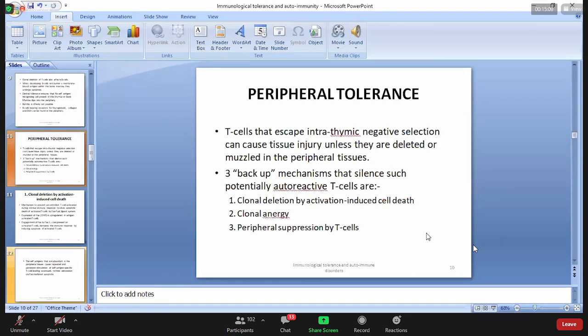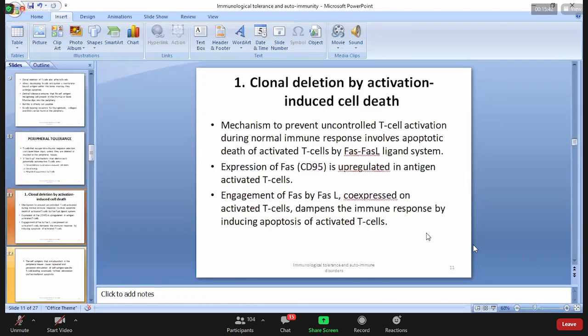What are these mechanisms? The first one is clonal deletion by activation of programmed cell death. The second one is clonal anergy. So we can either delete by apoptosis, or we can make these cells inactive, anergic, unresponsive. Or we can have these cells being destroyed through the so-called peripheral suppression by T cells. So, clonal deletion by activation and also by induced cell death. How does this work? That is what I'm going to try to explain to you.